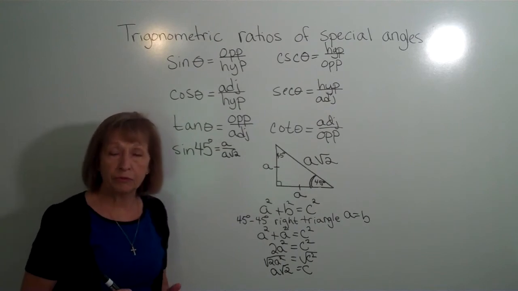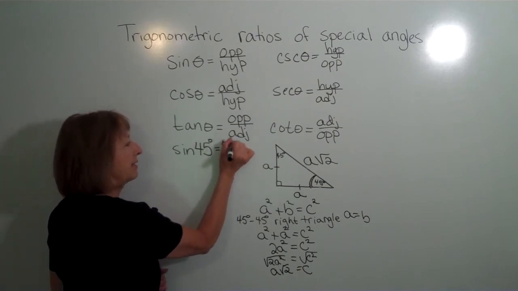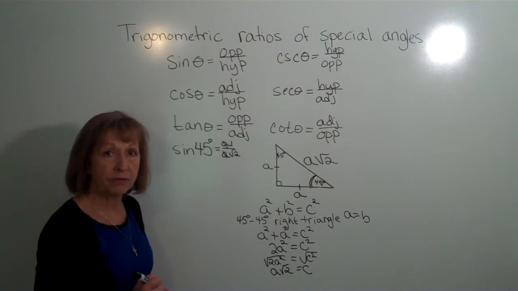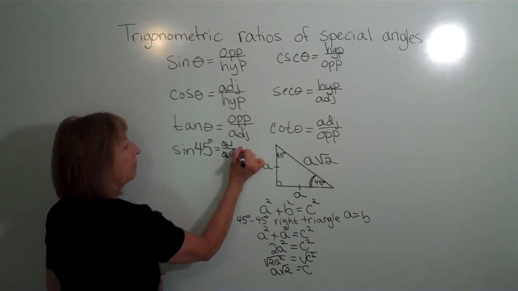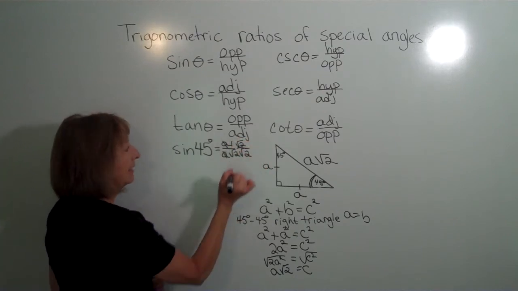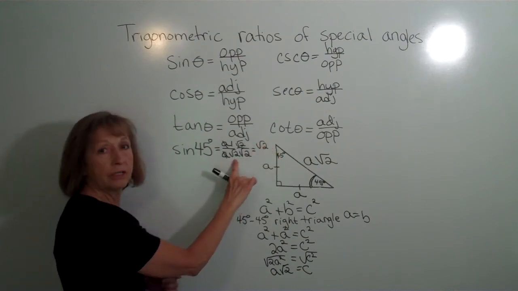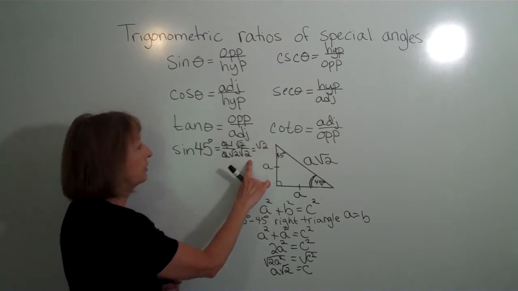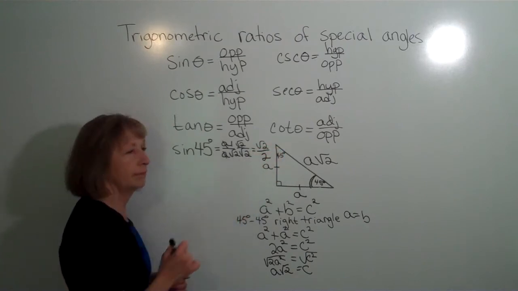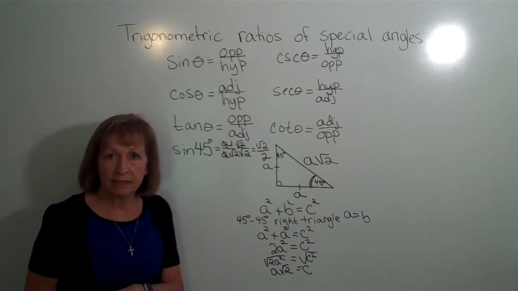Remember, we are going to remove common factor pairs between the numerator and denominator and rationalize the denominator. I have a common factor pair of A's. So right now that's 1 over the square root of 2. And then when I build this by multiplying top and bottom by the square root of 2 to rationalize it, I get the sine of 45 degrees is the square root of 2 over square root of 2 times square root of 2 is square root of 4, which is 2. So independent of the triangle, if they ask me for the sine of 45 degrees, it's equal to the square root of 2 over 2.